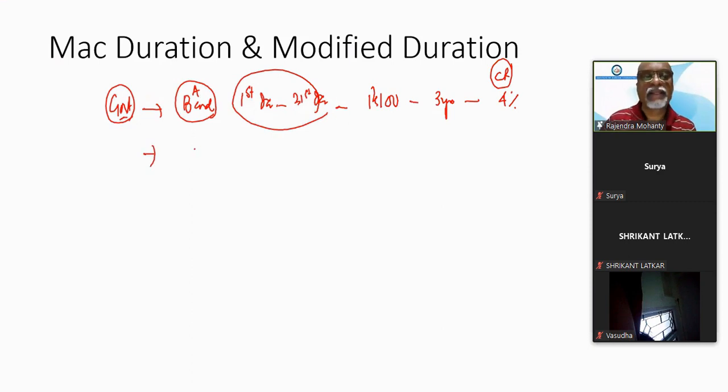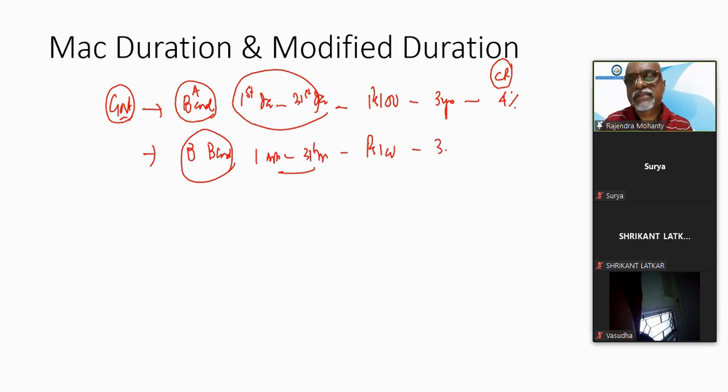Now after some days, government has again issued another bond, bond B, from say 1st March to 31st March. Say here also the price is 100 rupees. This is also 3 years, but here the coupon rate is say 4.5%. Now suppose X has purchased this bond. Okay, he is holding it.